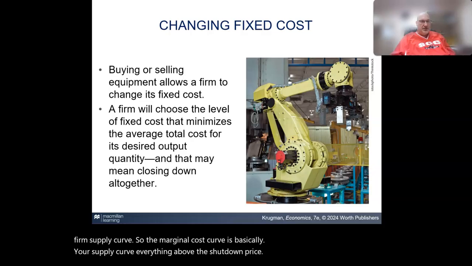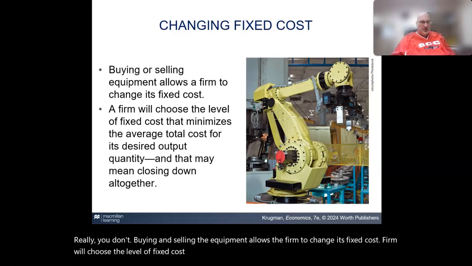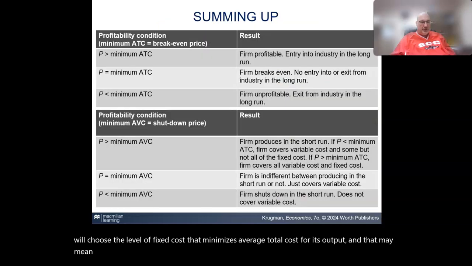So how do you change your fixed costs? Really, you don't. Buying and selling the equipment allows the firm to change its fixed cost. The firm will choose the level of fixed cost that minimizes average total cost for its output, and that may mean closing down altogether. So you'll pick the level you want. That's kind of what we were talking about last time. Pick the level you want and go with it.